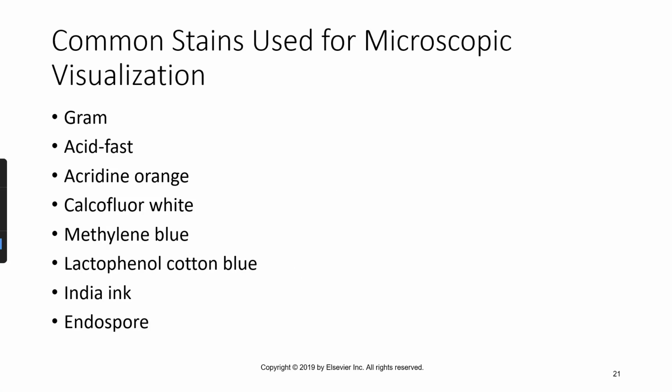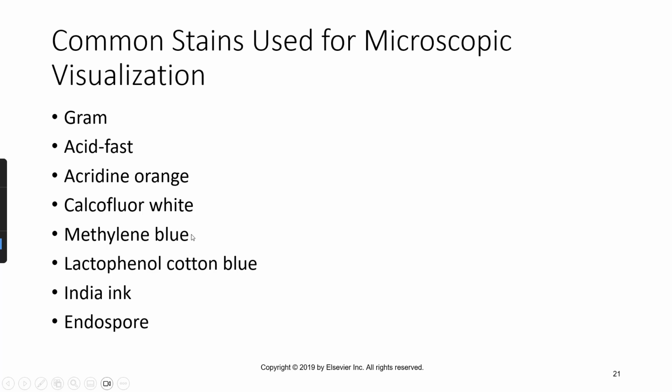Common stains used for microscopic visualization. So we use the gram stain the most often with bacteria. Acid-fast stain we would use if we're suspecting tuberculosis. So we'd do an acid-fast stain to potentially identify Mycobacterium species. Acridine orange would be another stain that we would use for certain procedures with the acid-fast stain. Calcofluor white we'd use for fungi.